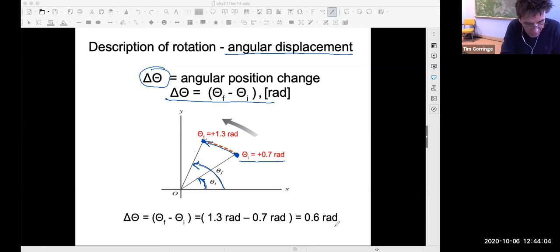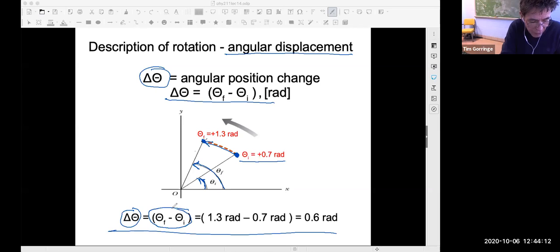And so in this little example, we can calculate the displacement. The angular displacement, delta theta, is the difference between the final angular position and the initial angular position, theta F and theta I. I can fill in my final position, 1.3 radians, and my initial position, 0.7 radians, and this is the angular displacement, 0.6 radians. It plays the same role as regular displacement in linear motion or straight line motion.